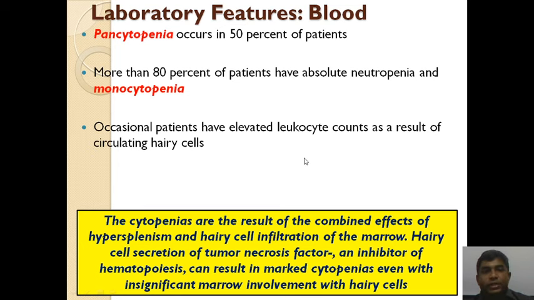When you look at the lab findings, pancytopenia is seen in the majority of the cases, and a specific characteristic feature is the absence of or reduced number of monocytes, what we call a monocytopenia, which is characteristic of hairy cell leukemia. And the diagnosis is usually made by looking at the morphological hairy cells, which are projections in the cytoplasm of the lymphocytes.